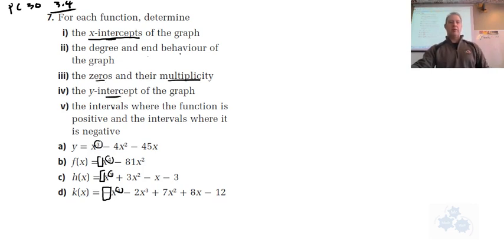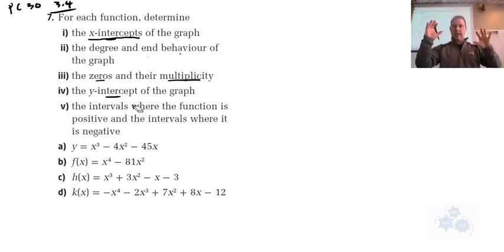The y-intercept, who remembers what the y-intercept is in a function? Yeah, it's the constant, right. So if the constant is 0, as in this case, the y-intercept is (0, 0), the origin. That's also an x-intercept. Could be the only one, could be one of them. And if it's a constant other than 0, like -3 here, that's the y-intercept. Excellent. And then the intervals where the function is positive and where it's negative. So we're going to have to take into account what the graph looks like, the end behavior, up, down, that sort of thing.